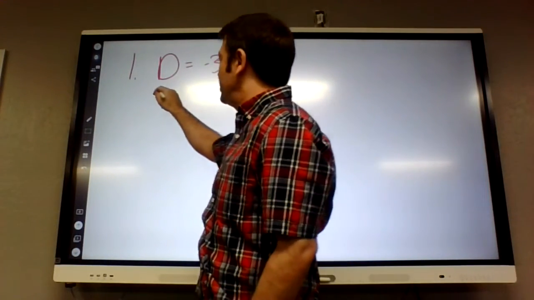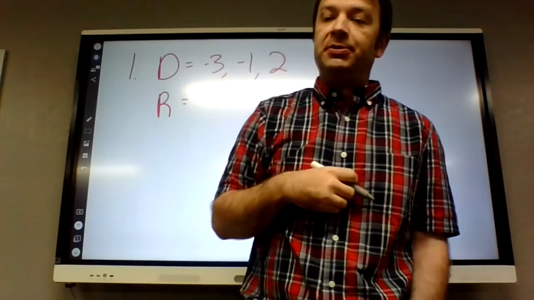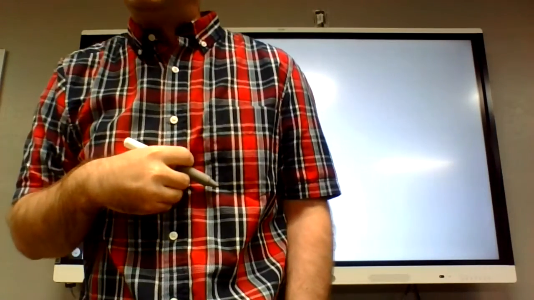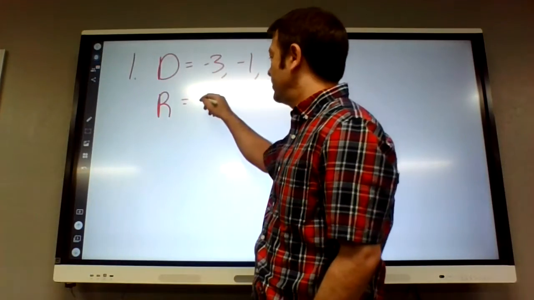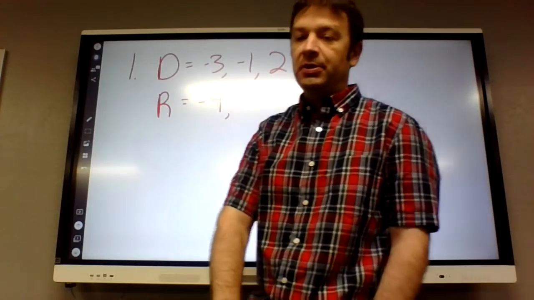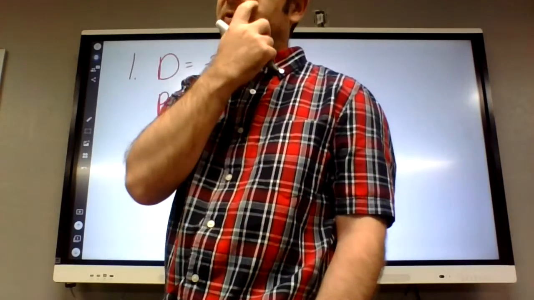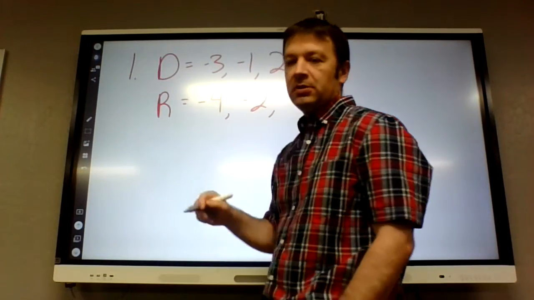That's the domain. The range is the y values. What is the lowest y value in that? -4. It goes down 4. Y values are up and down, right? The lowest point is down 4. What's the next lowest point? -2. Down at -2. Yes.